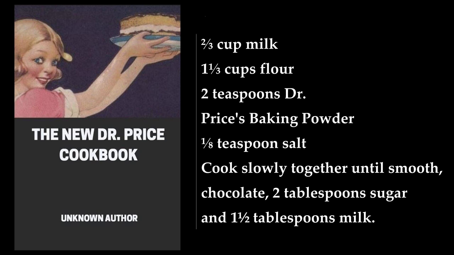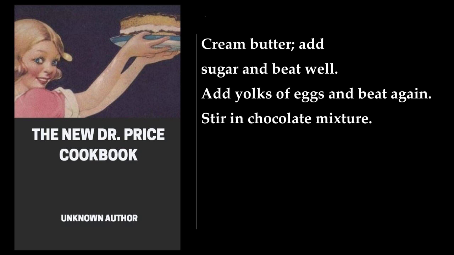1¼ cups flour. 2 teaspoons Dry Prices baking powder. 1/8 teaspoon salt. Cook slowly together until smooth: chocolate, 2 tablespoons sugar and 1½ tablespoons milk. Cream butter, add sugar and beat well.